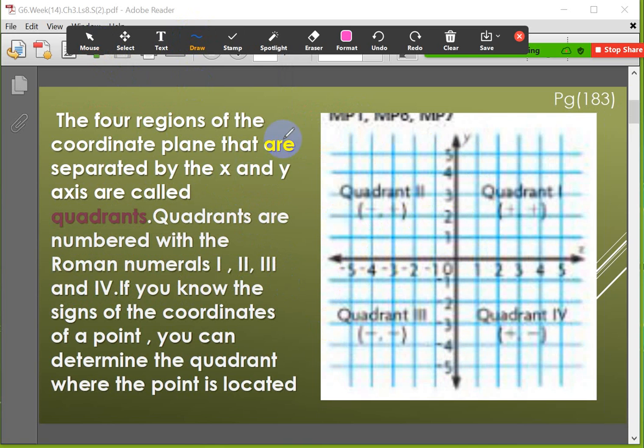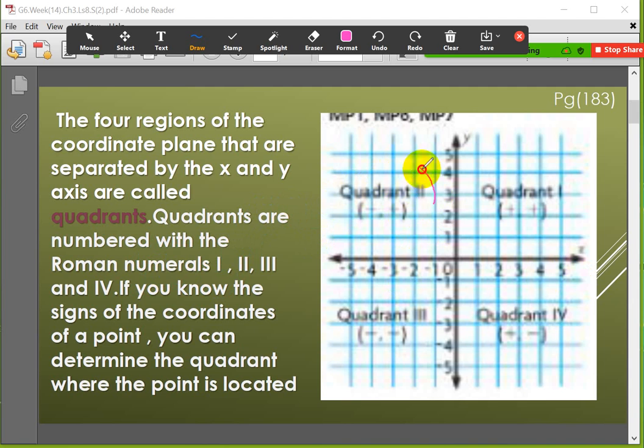Which quadrant has those signs? Look, which quadrant has those signs? Negative x, positive y. Who will tell me? Girls, who will tell me on the chat? Okay, tell me which quadrant has negative x and positive y? The first one, the second one, or the third one, or the fourth one? Which one? Very good, Mariam and Manal, thank you.